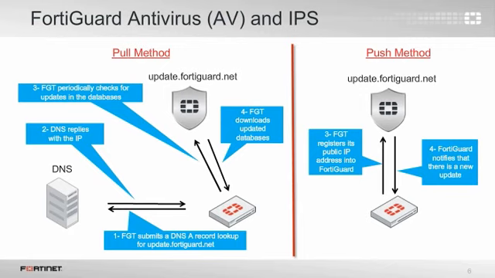The first 2 steps used for the push method are also used for the pull method. FortiGate gets a list of IP addresses from a DNS server for the domain name update.fortiguard.net. After that, FortiGate registers its public IP address in FortiGuard. With this information, FortiGuard starts sending notifications each time there are new updates. FortiGate then proceeds to download them.